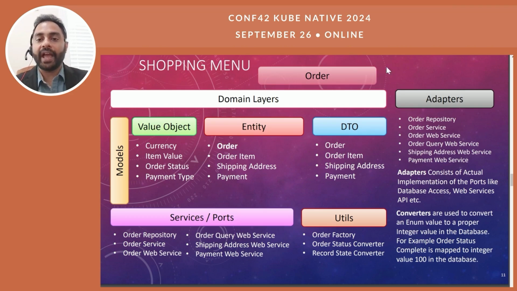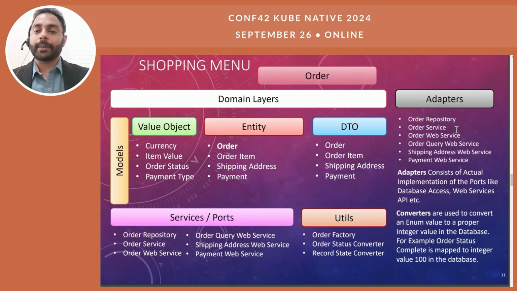Now, this is a typical shopping menu or a shopping cart. So we have the order being the primary microservice, and then we have the domain layers, wherein we have different entities like order, order item, shipping address, and payment. And then we have the service ports, which are order repository, order service, order web service, order query web service, shipping address web service, and payment web service. And then we have the utilities like order factory, order status converter, and record state converter.